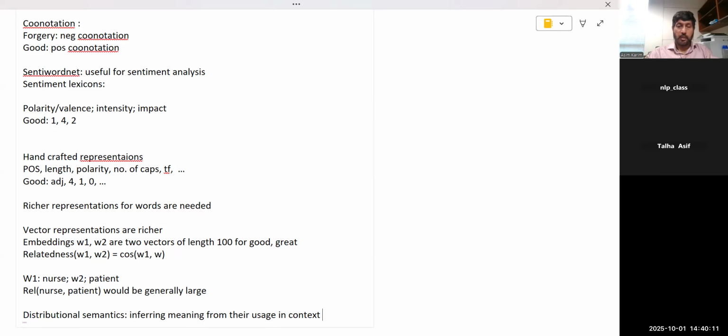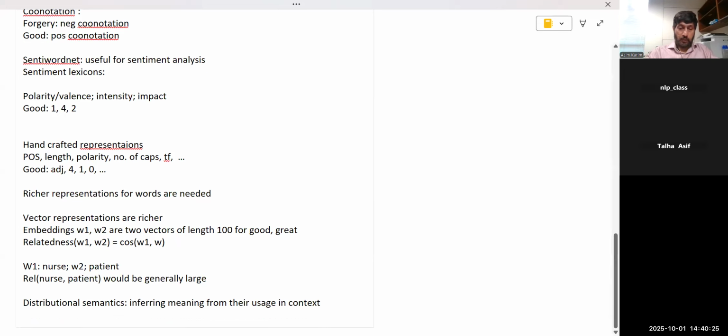And we will use the idea of distributional semantics, which is that you can infer the meaning of words by looking at the words around it and looking at the context in which that word is being used. ठीक है? So as such, we can learn the representation in some way rather than handcrafting them. ठीक है?